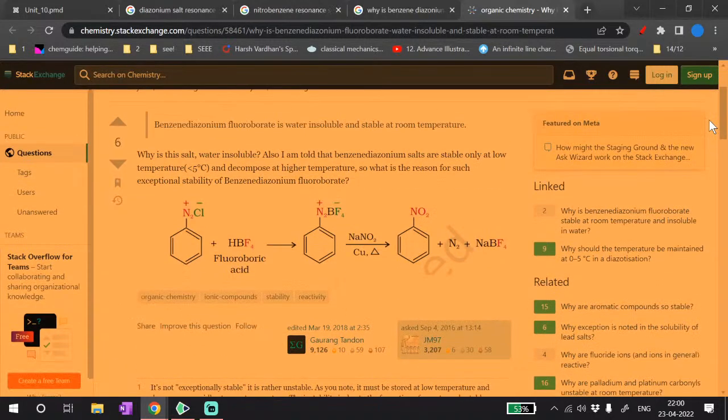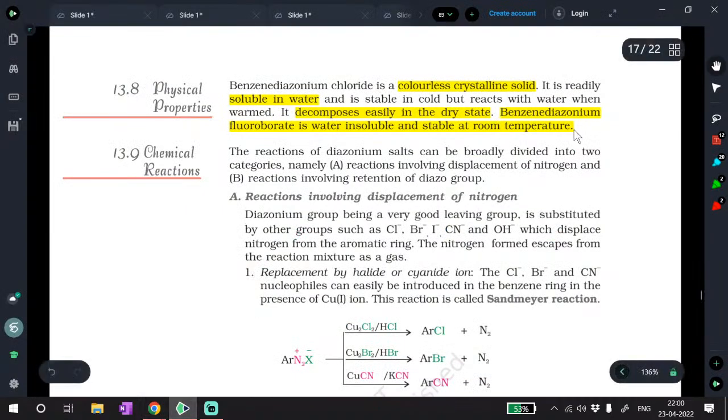So not in our scope. Okay, so we're going to memorize the scope. Benzene diazonium chloride is a colorless crystalline solid. Let us write that down.